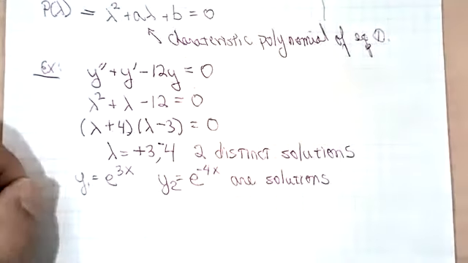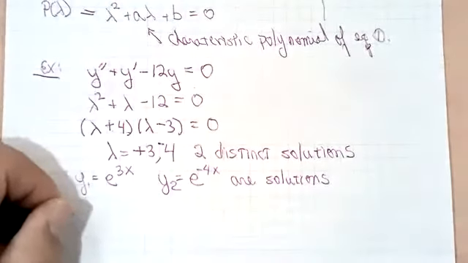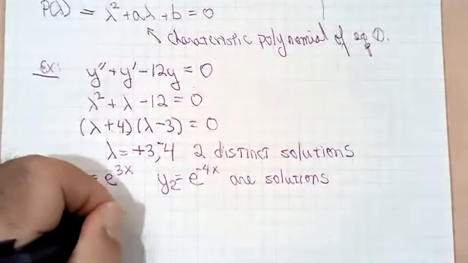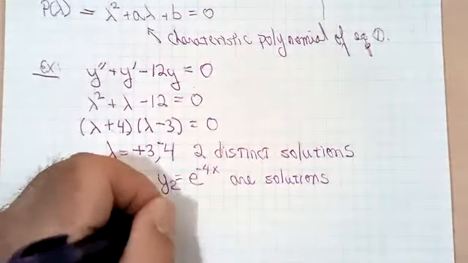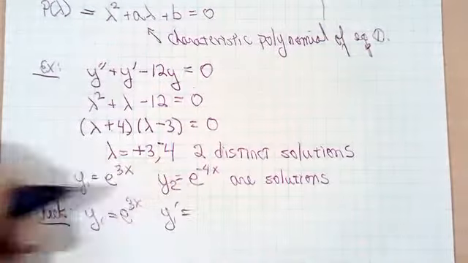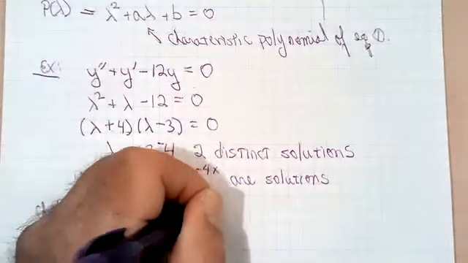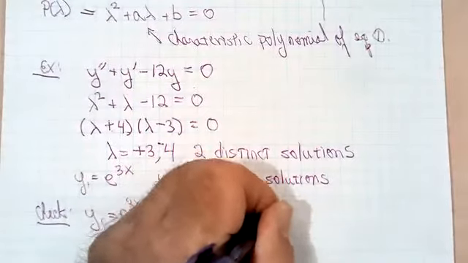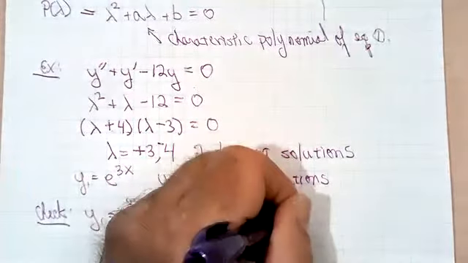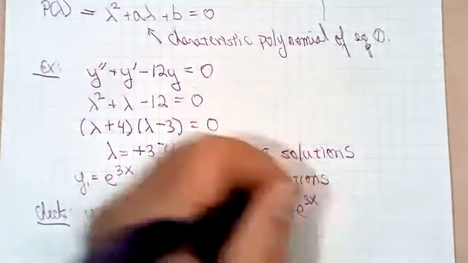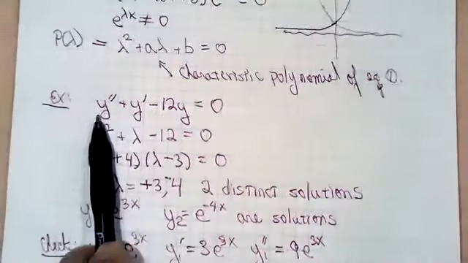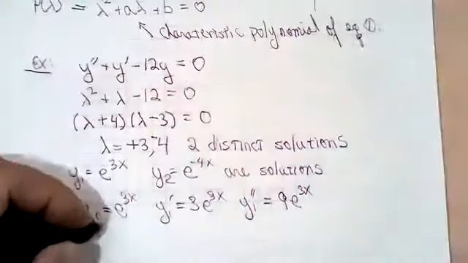We should probably check these though. Let's just make sure that this works. I'm going to go for y1 first. That's e to the 3x. If I take y1 prime, I get 3e to the 3x. And y1 double prime, I get 9e to the 3x. And if I plug that into this equation, it's supposed to come out to be 0.